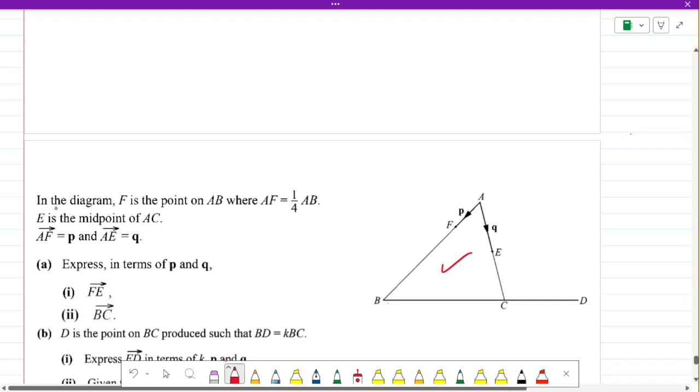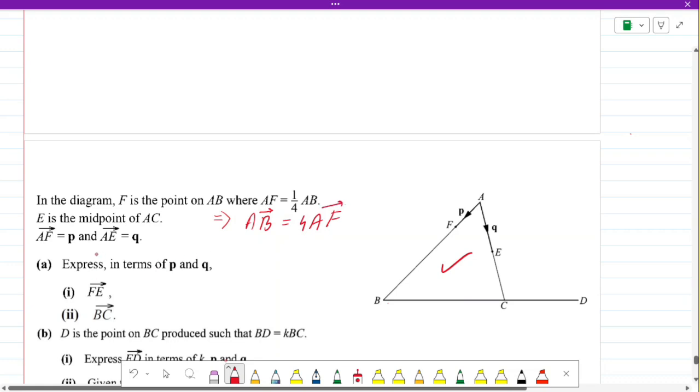The question says in the diagram F is the point on AB where AF is equal to 1 upon 4 times AB, and we have to interpret this information. This can also be written as over here, AB, since AB is the larger portion, that is equal to 4 times AF.